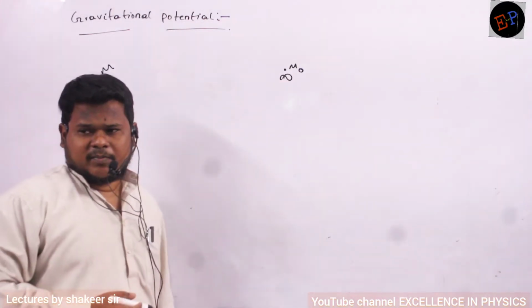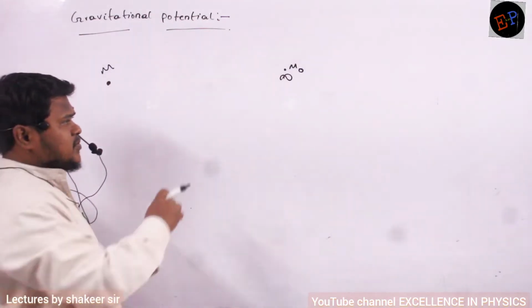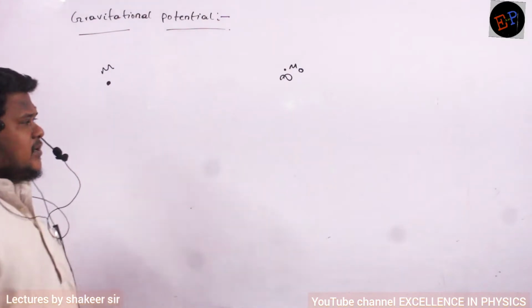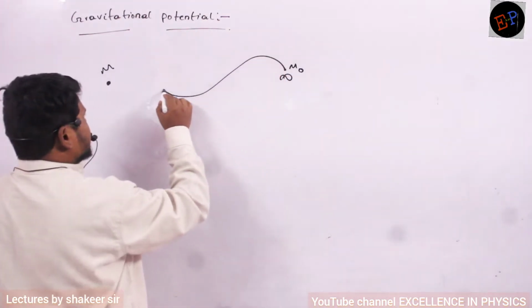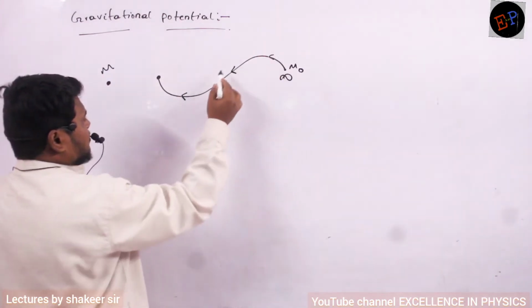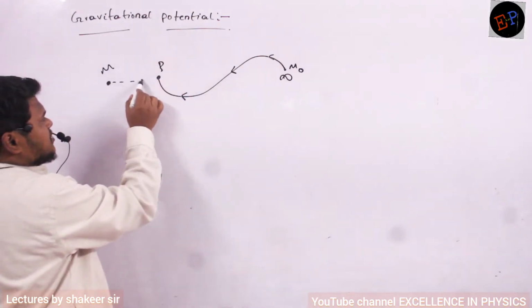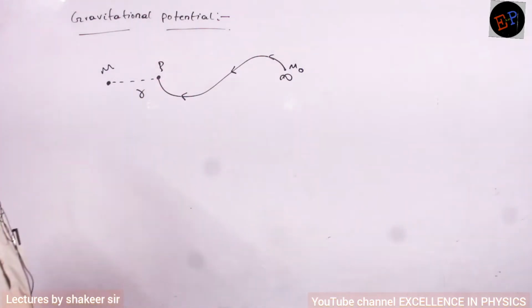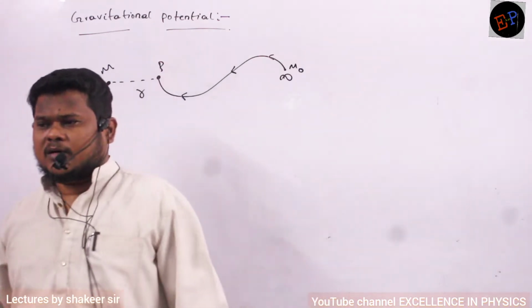And what is meant by point mass? A very small mass is called a point mass. So this point mass is present at infinity. Now I want to take this point mass from infinity to this point P, which is present at a distance of r. Are you able to understand? Now the question is, shall I need to do some work or not?